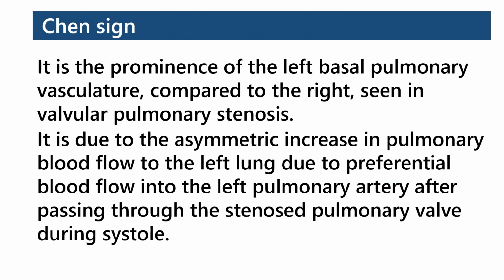Chen sign is the prominence of the left basal pulmonary vasculature compared to the right, seen in valvular pulmonary stenosis. It is due to the asymmetric increase in pulmonary blood flow to the left lung due to preferential blood flow into the left pulmonary artery after passing through the stenosed pulmonary valve during systole.